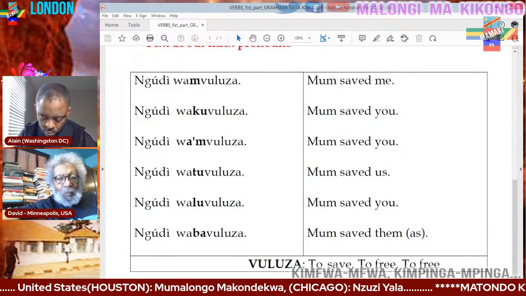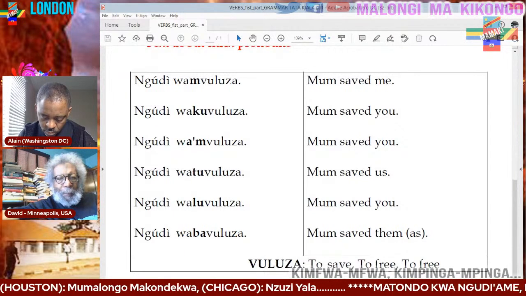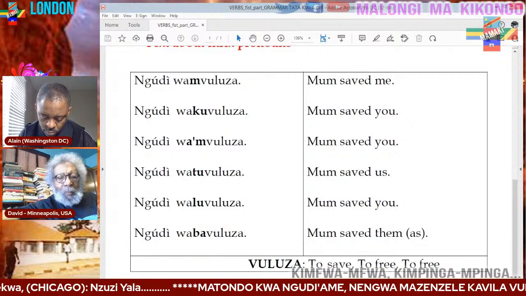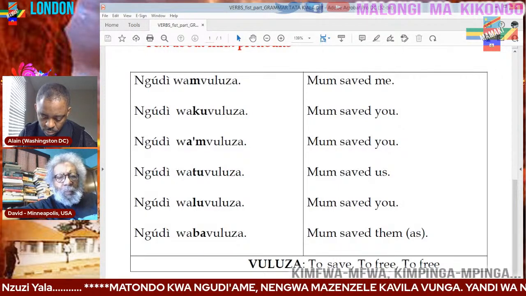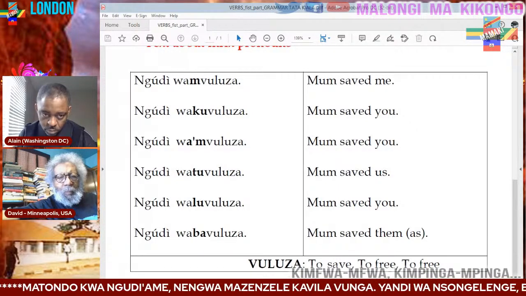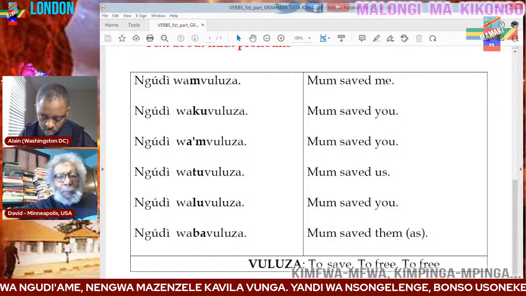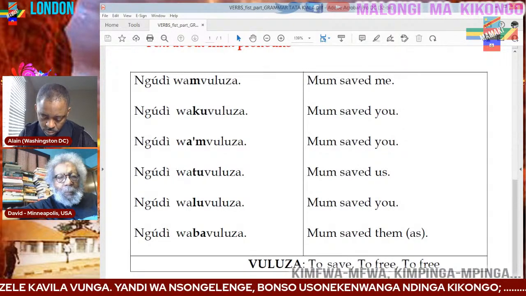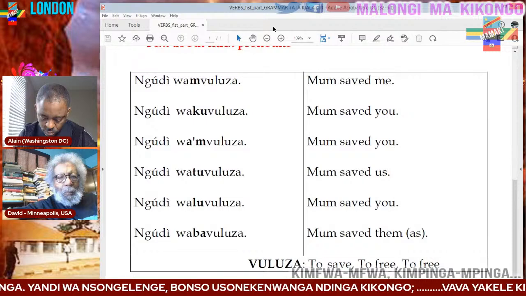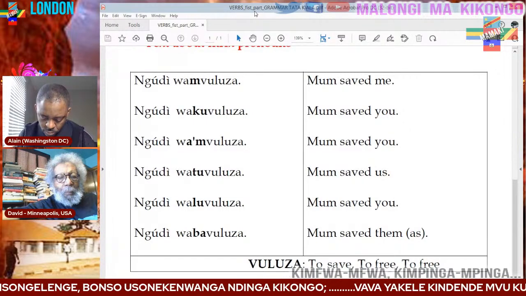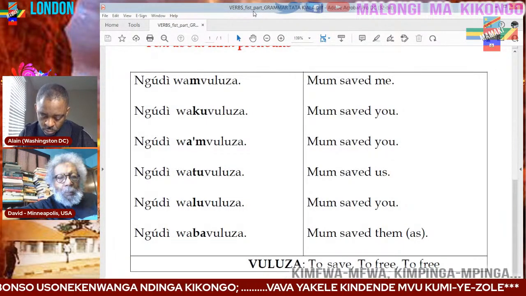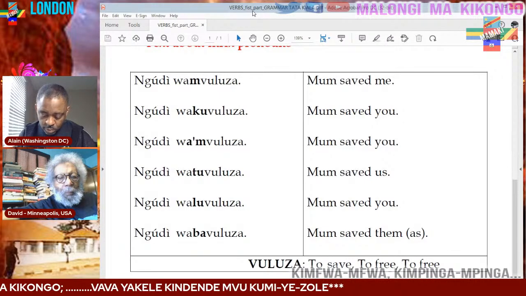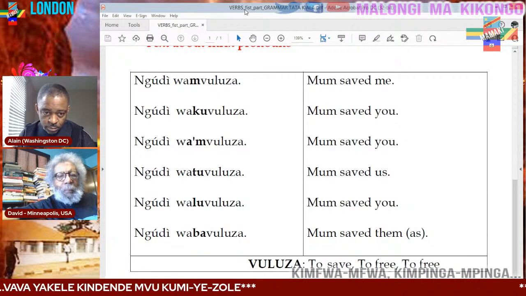Ngudi wamvuluza, wakuvuluza. Here, the third one is nasal. You remember? Third, nasal. So you write exactly the same way, no different, but your tone gives the meaning to the word. Tutondele. Any questions, Tata? No question. Thank you very much.